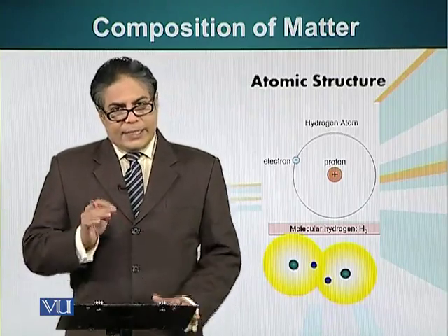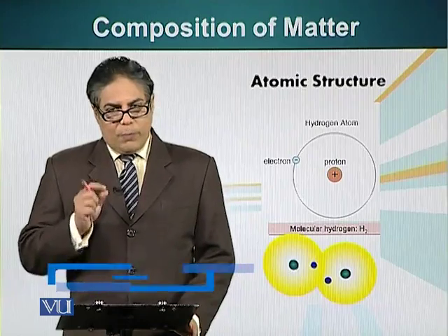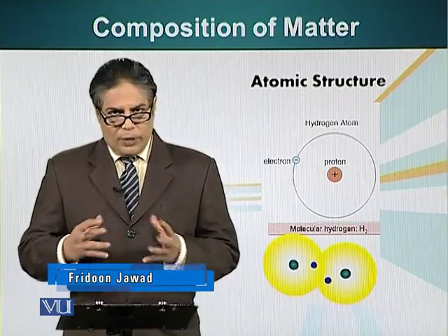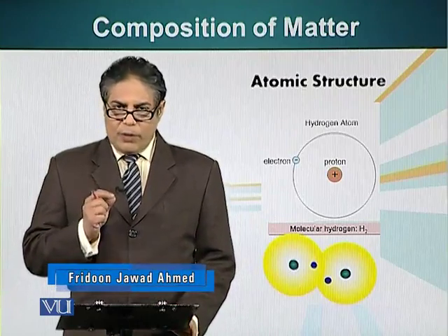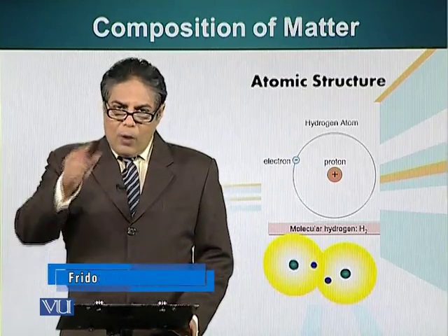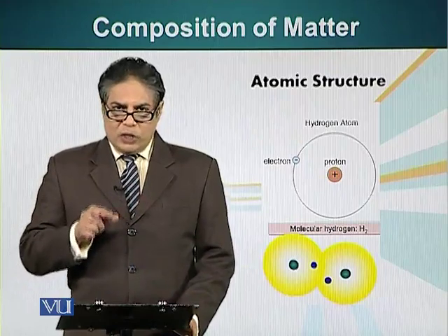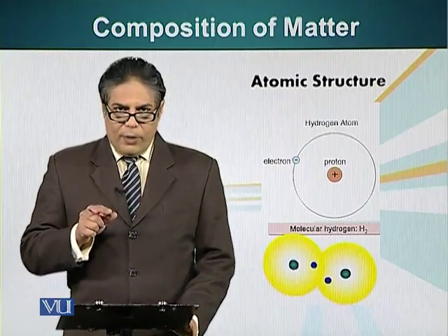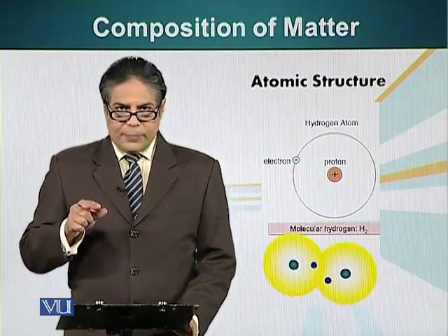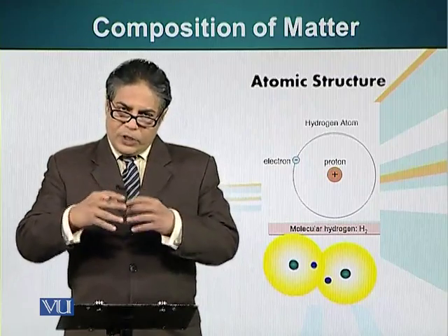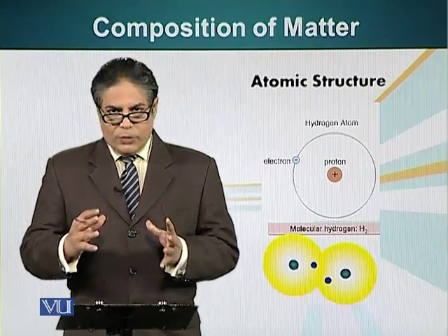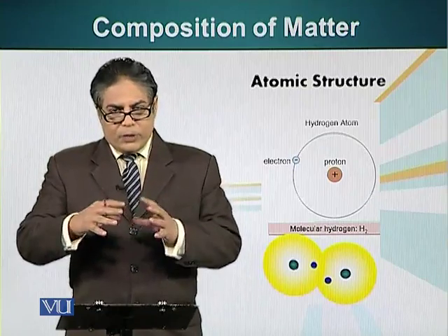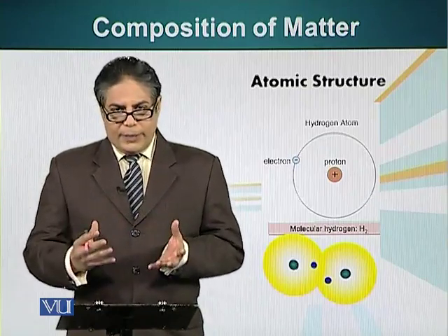A hydrogen atom has a single positively charged particle at the center, which is called the nucleus. This positively charged particle is called the proton. Around this proton, a negatively charged particle called an electron revolves. The electron, which is revolving around this positively charged particle, has to follow certain rules. It has to follow the rules of an orbital.